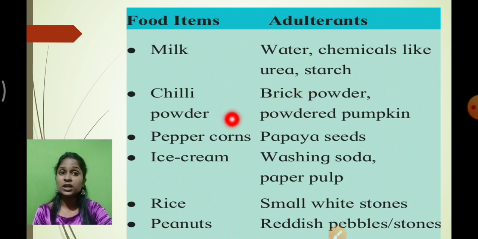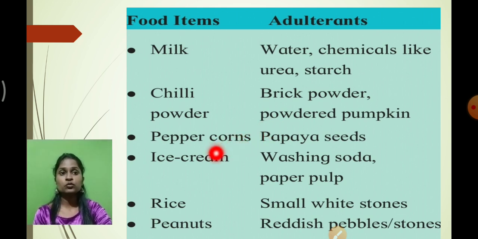And in chili powder which we buy ready made from the market, most of the time they even add brick powder. We can't really distinguish between the brick powder and the chili powder. Even sometimes they add pumpkin powder as well, and we won't understand that. So that's why we have to avoid ready-made food stuff as much as we can. We should bring it at home.